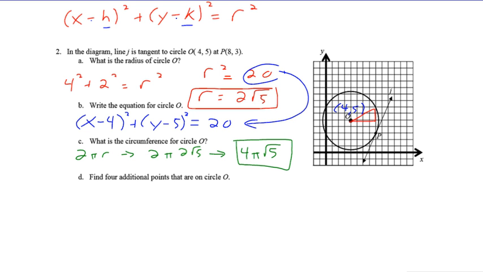Now find 4 additional points that are on circle O. The way that we got to point P originally is you go over 4 down 2. We can easily find more points. We can go left 4 up 2, left 4 down 2, which also means we could go over 2 up 4, either left or right, and over 2 down 4, either left or right. So in addition to point P, we have 7 other points on that circle. Any of those will do.